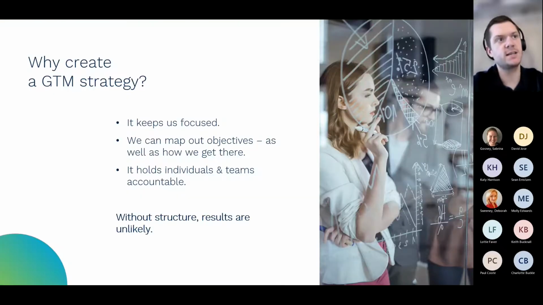Again, this is exactly the same slide as yesterday. So why should we create a go-to-market strategy? Ultimately, it keeps us focused. It keeps us working towards a set of objectives that we've mapped out, and it gives us a baseline for how we're going to get there. So we might decide that we want to create 10 new opportunities. Okay, well, how do we actually get those opportunities? We've got to think about the channels we're going to use, what that messaging is going to be, who exactly it is we're going to speak to, and then it also holds individuals and teams accountable as well.